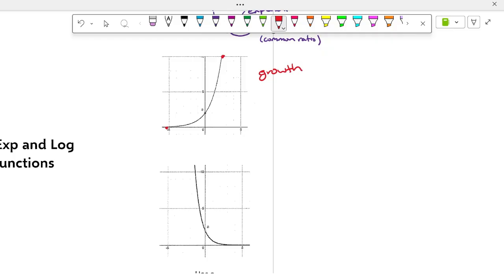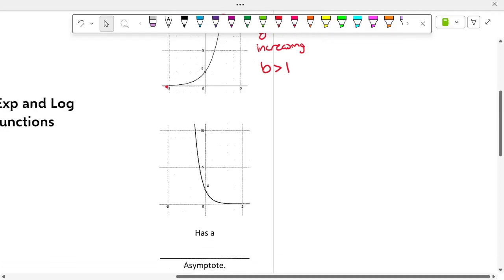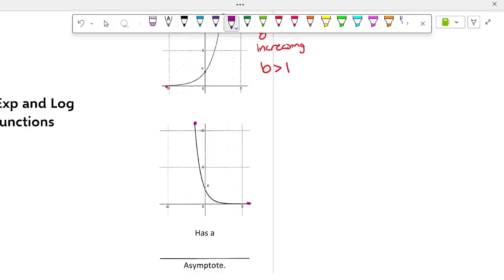Now, the way you know it is because the graph is increasing. Another way is that your B value is going to be greater than 1. So your base will always be greater than 1. If the base of your exponential function is greater than 1, it's going to grow. Now, that means the bottom graph is the decay. So that means it starts high and then it gets low really fast. All right. So this is exponential decay. We know it because it's decreasing.